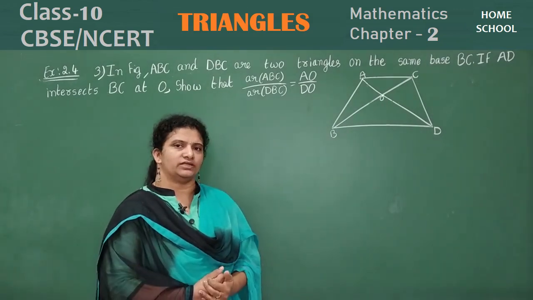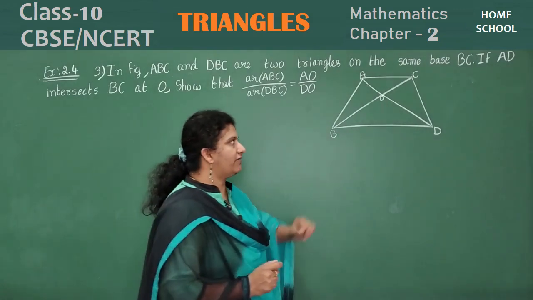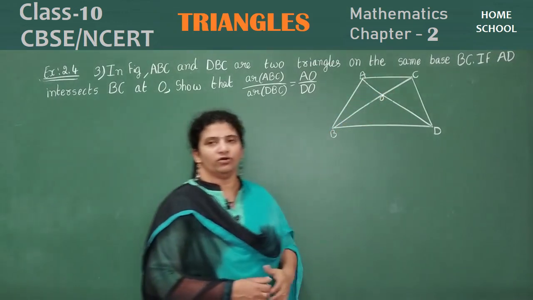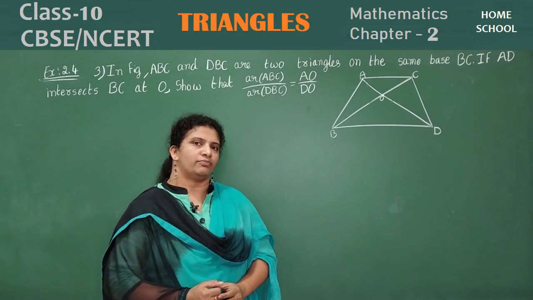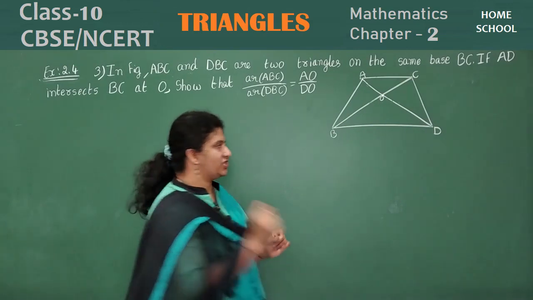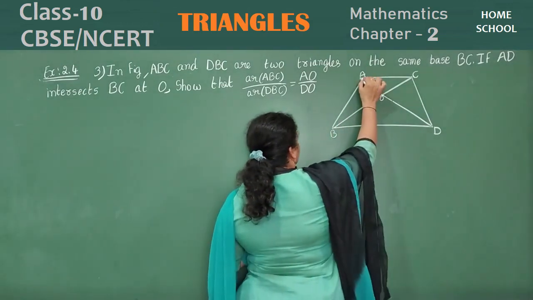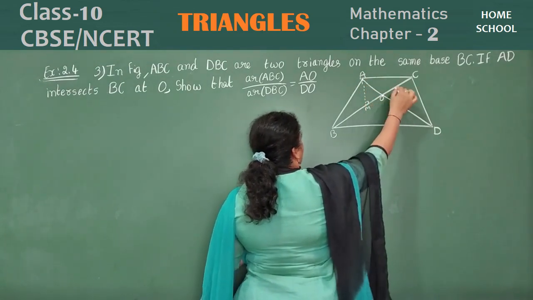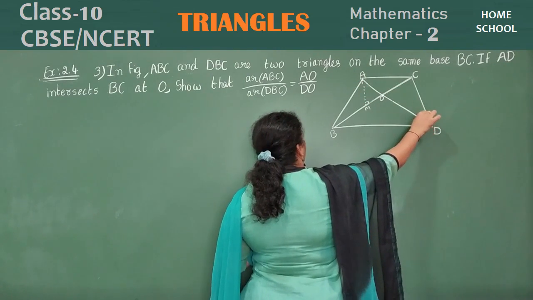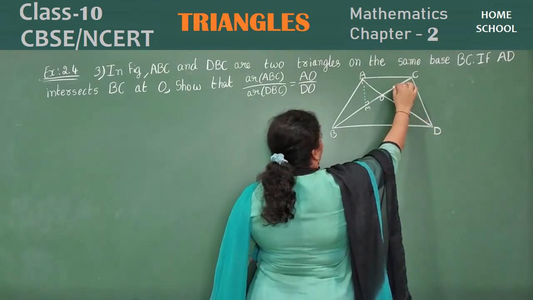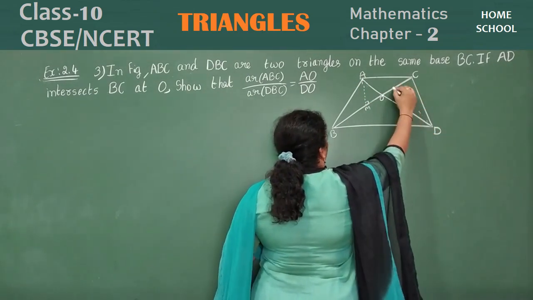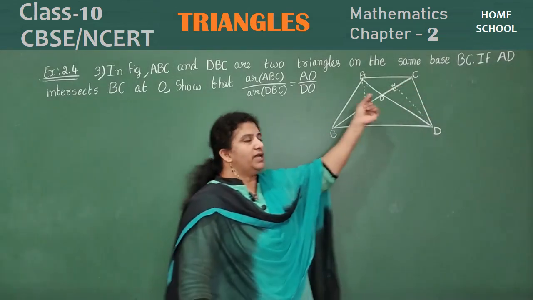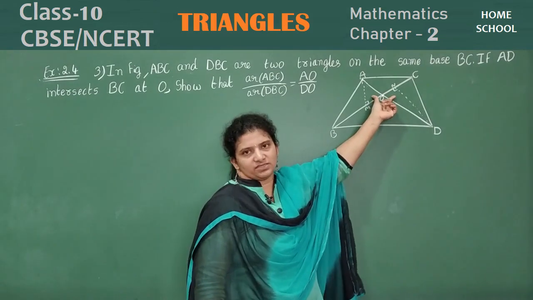How can we prove, children? For that, think carefully here. This area by this area is equal to AO by DO, you need to prove. So how can I prove? I'll take some construction here. Let me draw some construction. Draw a perpendicular and mark here M, and from D draw a perpendicular and mark it N. Observe here. Now let me assume these two triangles.